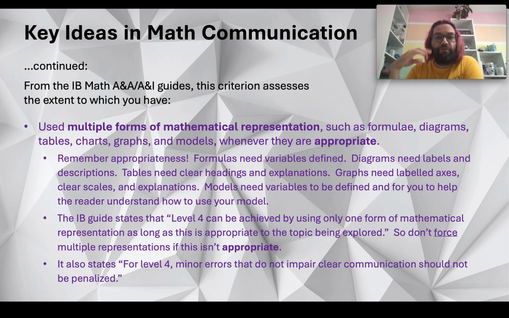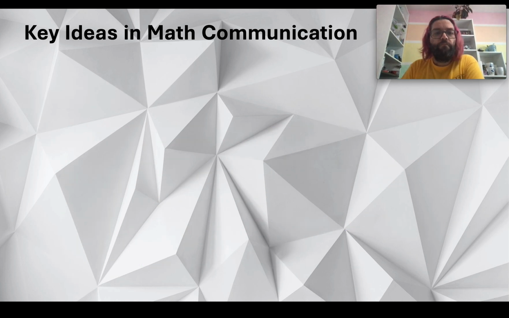The guide also states that for level 4, for the highest level, minor errors that don't get in the way of clear communication should not be penalized. So IB does not expect these things to be perfect. It's okay to have errors here and there, as long as they don't hinder communication. Remember that for level 4, it said that your notation had to be relevant, appropriate, and consistent throughout. So if there's one spot where you have a little slip up in notation, or one spot where you don't define a variable quite well enough, it's going to be okay. But you should do the best that you can.